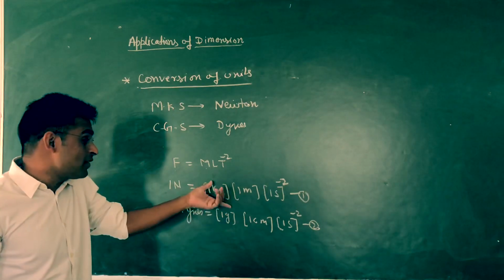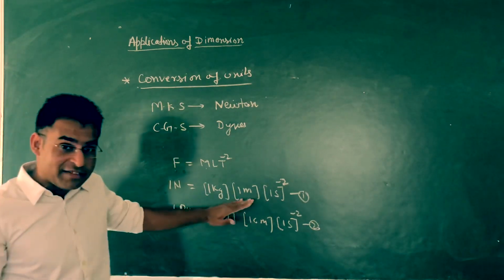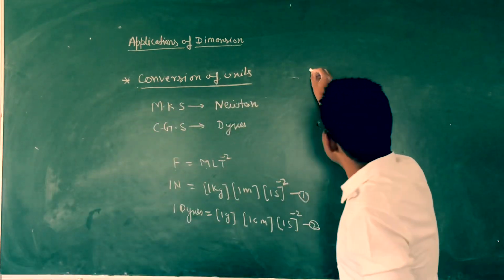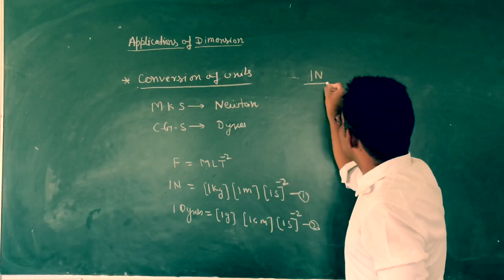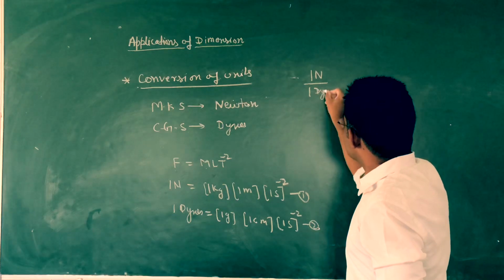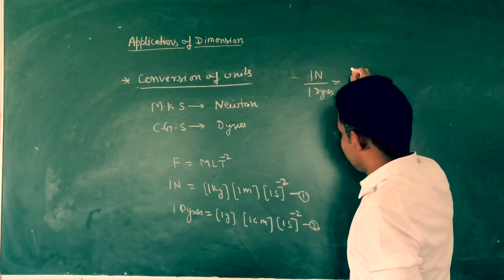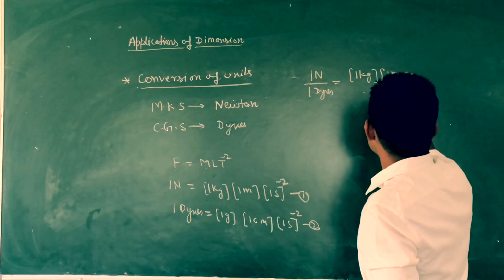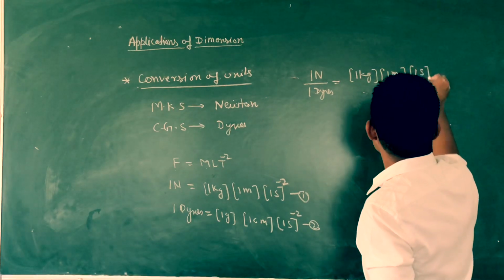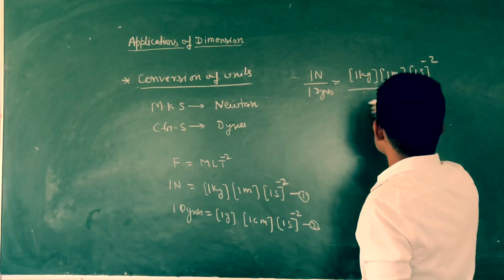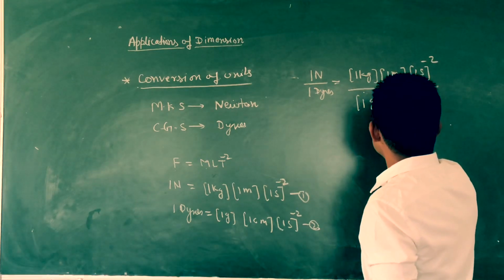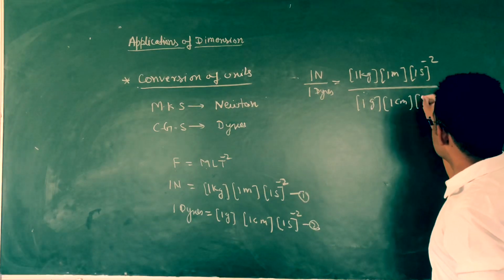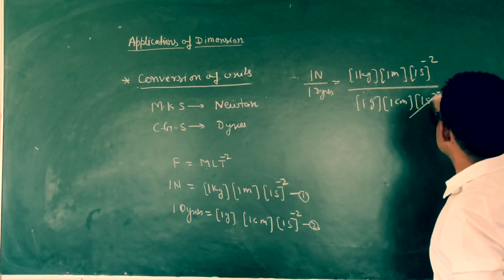So what I'll do is divide equation 1 by equation 2. If I divide equation 1 by equation 2, what will I get? Just see. 1 Newton divided by 1 dyne. Finally I'll get 1 kg, 1 meter, 1 second to the power minus 2, divided by 1 gram, 1 centimeter, 1 second to the power minus 2. Obviously the seconds get cancelled.